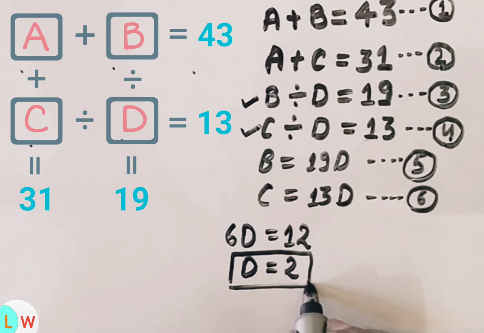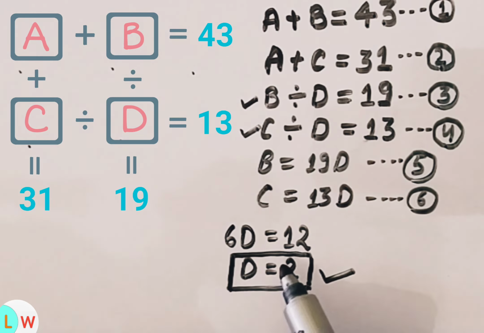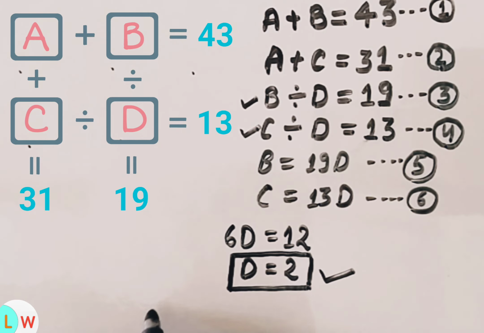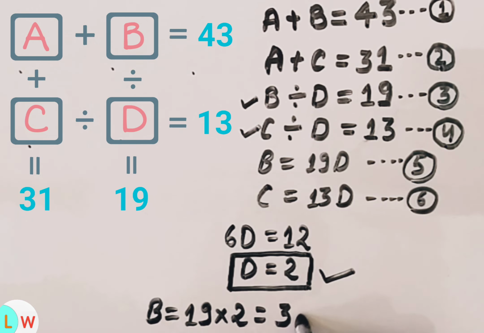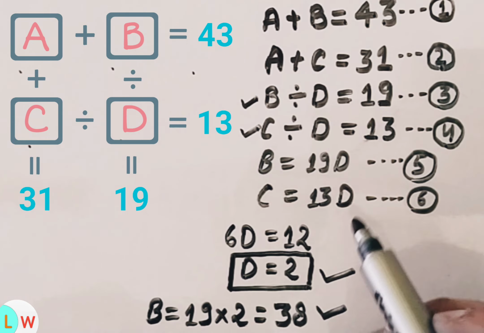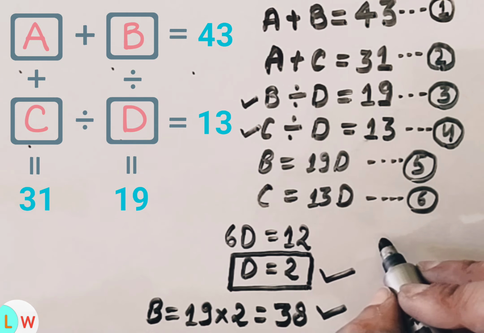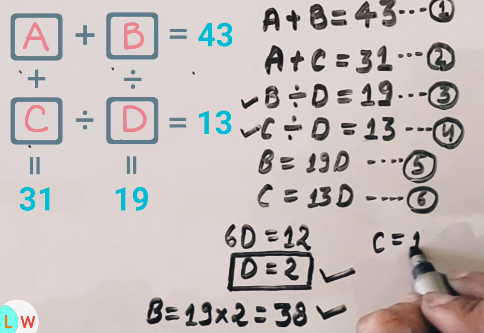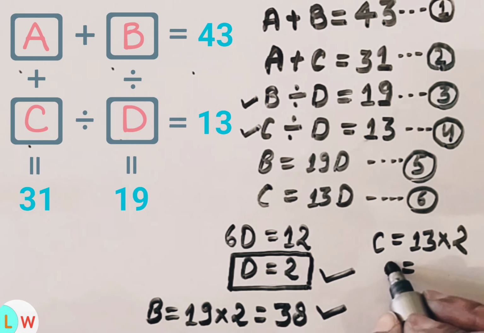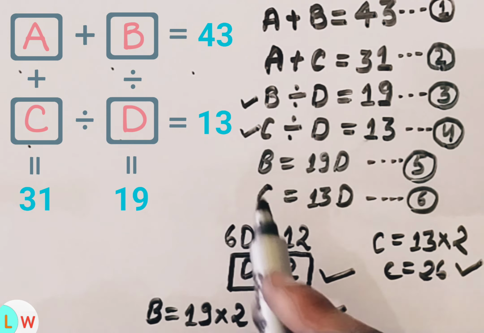And here is our next step. Let's go ahead and substitute d in this equation number 5, and here's our equation number 5. Let's go ahead and replace d by 2. This becomes b equals 19 times 2, that means b is going to give us 38. So thus we got b equals 38, and now we are going to substitute d equals 2 in this equation number 6. And here is our equation number 6. C equals 13d. Let's go ahead and replace d by 2, so c equals 13 times 2. So our c value turns out to be 26.